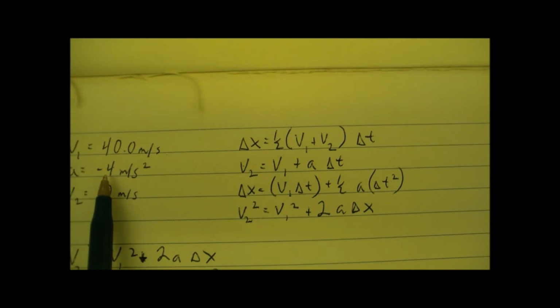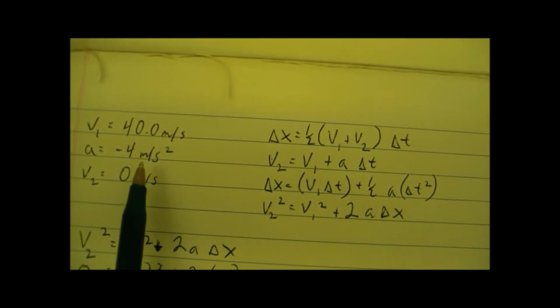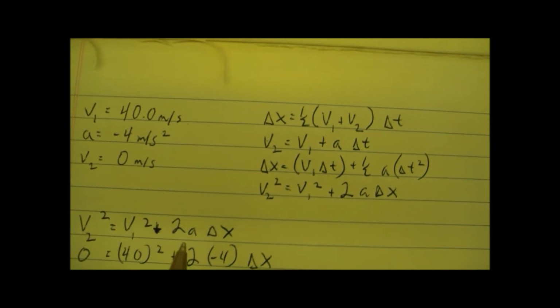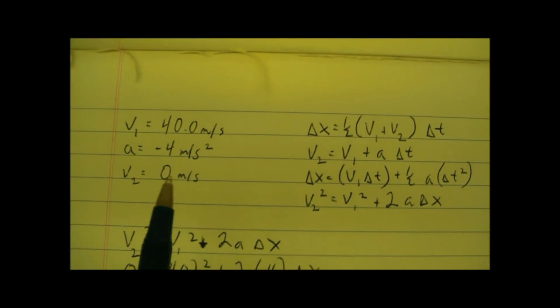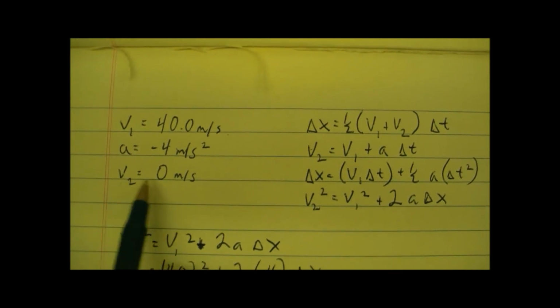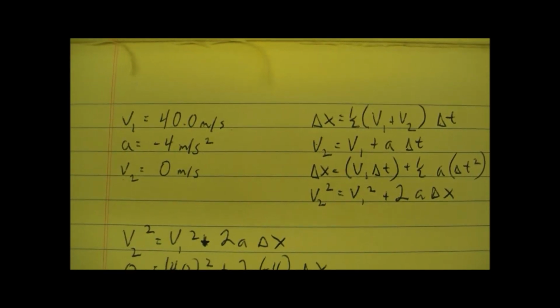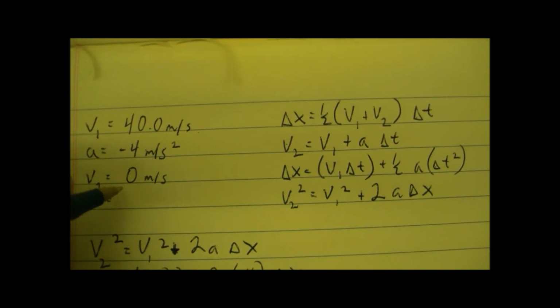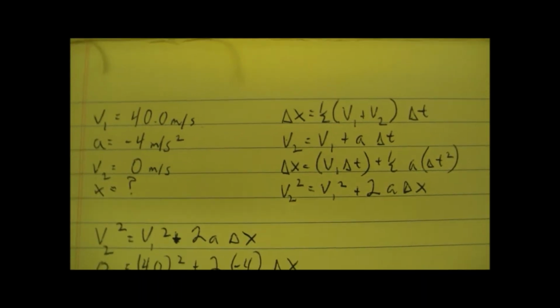We also know something about the acceleration, and that negative indicates that it's slowing down. The other thing that we know, but it's not clearly stated there, is that the car stops, and so the second velocity, the ending velocity, would be 0. And finally, I would want to put the symbol in that we're trying to find, which is distance.